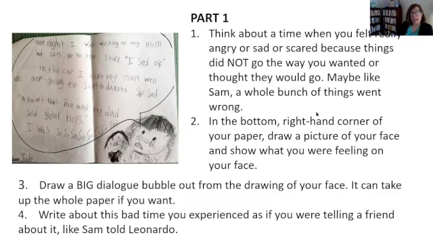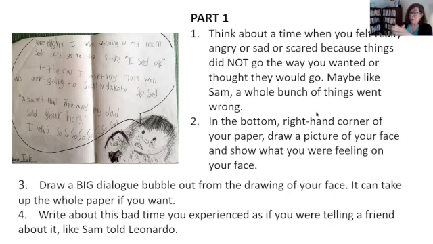And then after you do your drawing, draw a big dialogue bubble or speech bubble, like she took up this whole page, and draw it out from the drawing of your face. It can take up the whole paper if you want. And this is partly to give yourself enough space to tell the story that you want to tell and to offer as many details as you can. So then write about this time, this bad time that you experienced, as if you were telling a friend about it, like Sam told Leonardo. So that's the first part.